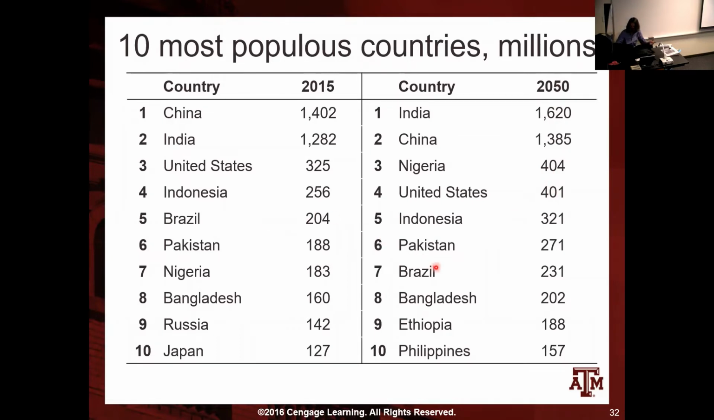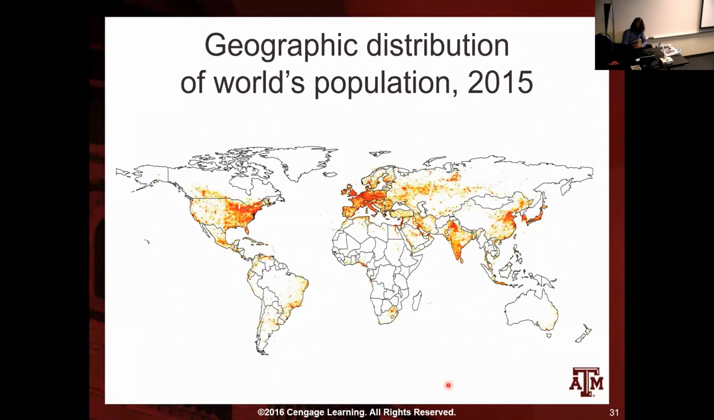So Brazil dropping, Pakistan kind of remained in the same position, Indonesia dropping a little bit, Ethiopia and the Philippines coming up here by 2050. And that's related to geographic distribution. So the distribution of the population will keep changing. The overall size of the population, we expect it to be around 11 billion by 2100, not change much after that. But the distribution, that's what matters, both in terms of countries, but also within countries, as we saw in this map here.